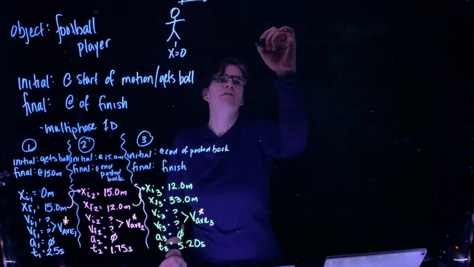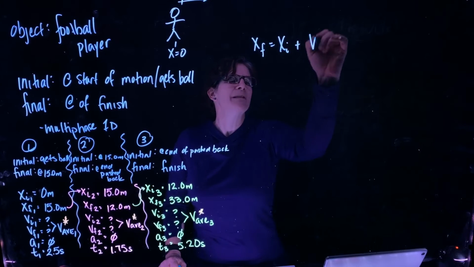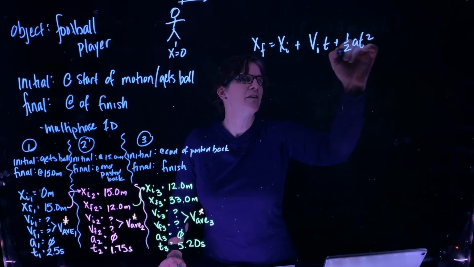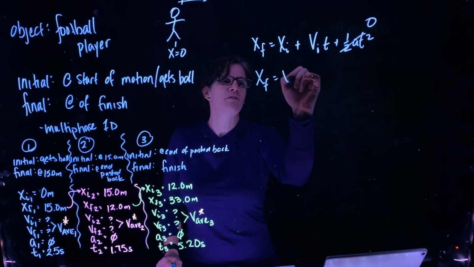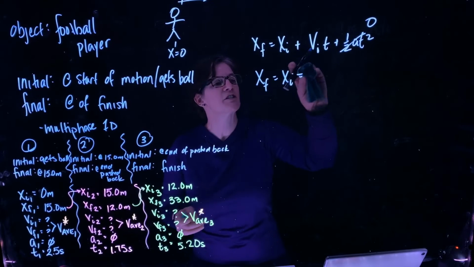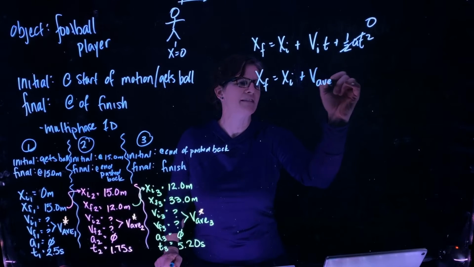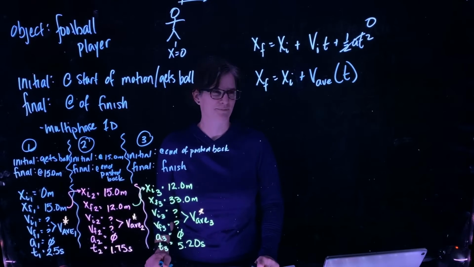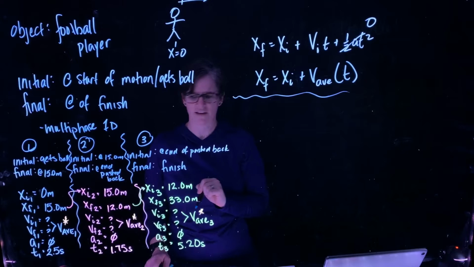that our final position is equal to our initial position plus v initial t plus 1/2 at squared. And when that's 0, this transforms into our final position is equal to our initial position plus our average velocity times time. So that's our definition of velocity. So this is what I'm interested in for each one of these phases.